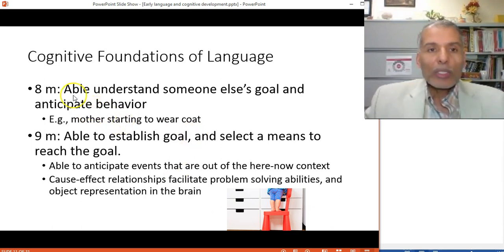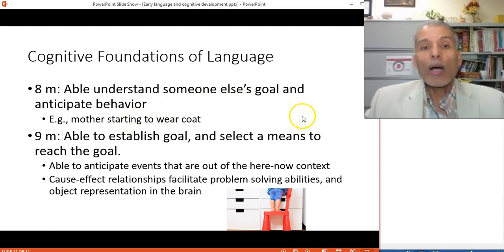A child who is 8 months of age is able to understand someone else's goal, to predict what someone else is going to do. So, for example, the baby is sitting and sees dad going to the closet, getting a coat, and immediately the baby starts crying. Why? Because the baby knows that dad is leaving. They make the connection, so they can predict his goal, that he is going away, going out.